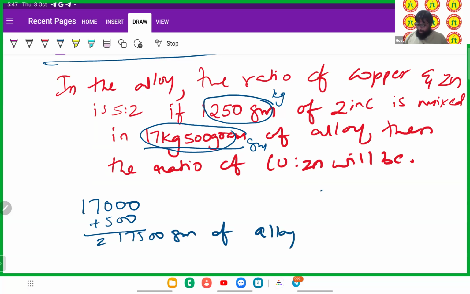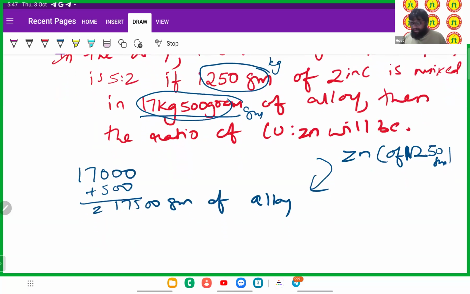In this alloy, what is added? Zinc is added. Zinc is of how much? 1250 grams. Zinc is added. So how will we actually solve this problem?